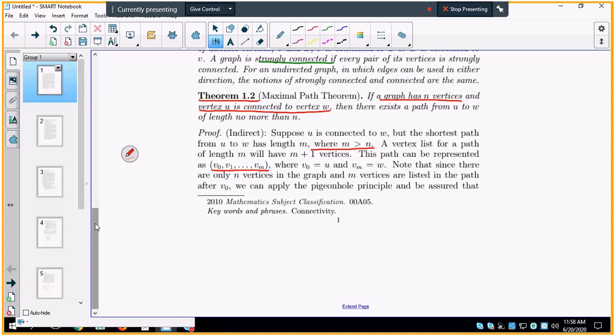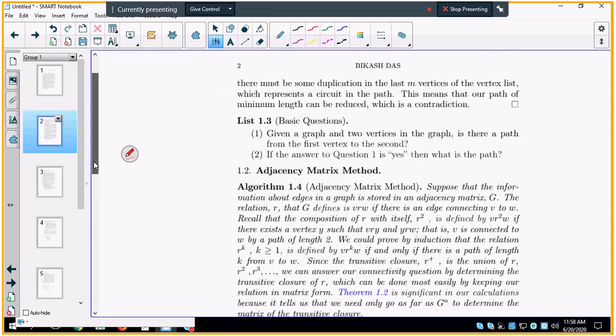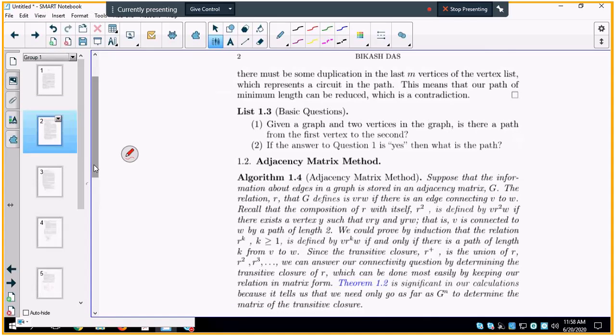And then we notice that since there are only n vertices in the graph, and m vertices are listed in the path after V0, then we can apply the pigeonhole principle to find that there must be some duplication in the list. And that duplication would represent a circuit in the path. So that means we should be able to remove that circuit to find a path of smaller length, but we assumed that this path was the minimum length. So we've come to the point where we're saying the path of minimum length can be made shorter, which is a contradiction to the idea of minimality.